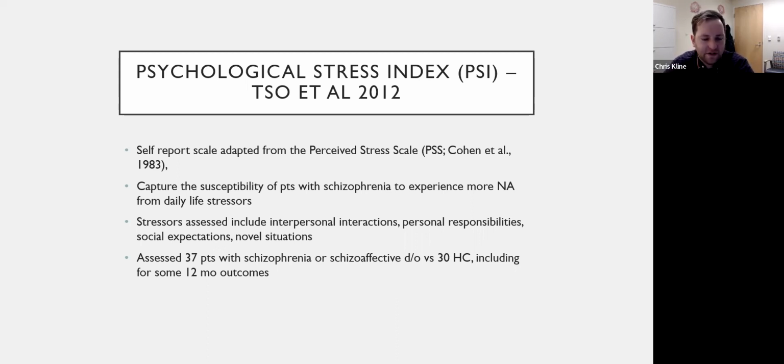And so to assess the reliability and validity and predictive value of this tool, they assessed 37 patients with schizophrenia, age 18 to 60, which is a bit older than our typical population, and compared them to 30 healthy controls. And they also looked at different 12-month outcomes during this process as well.